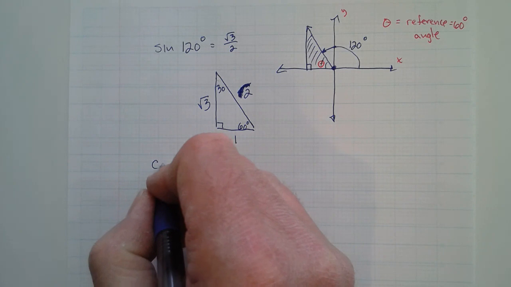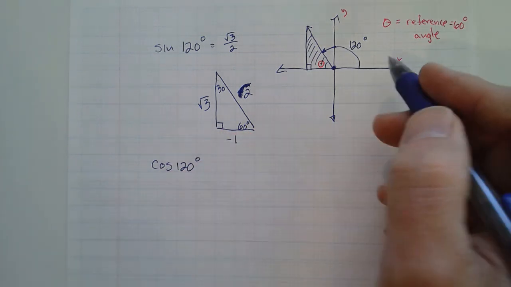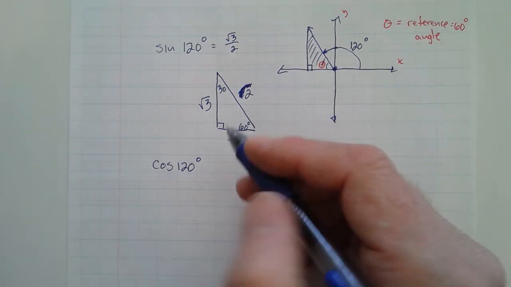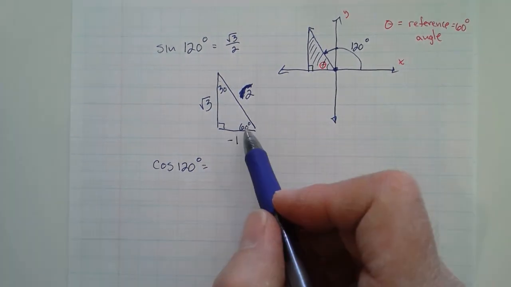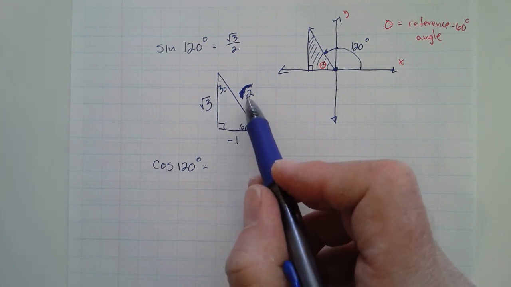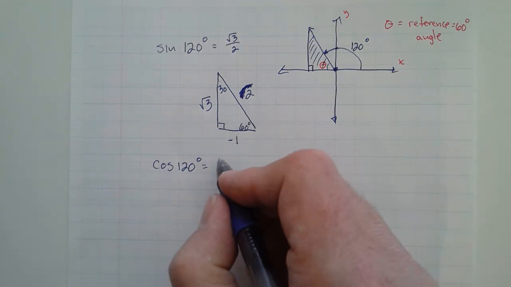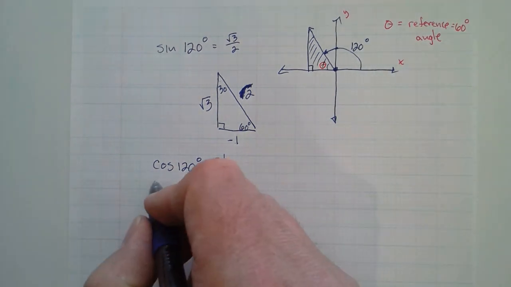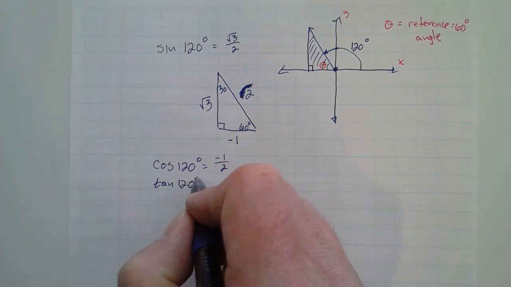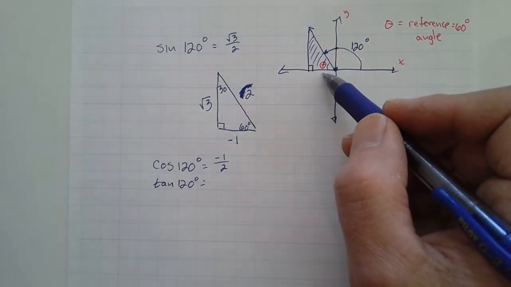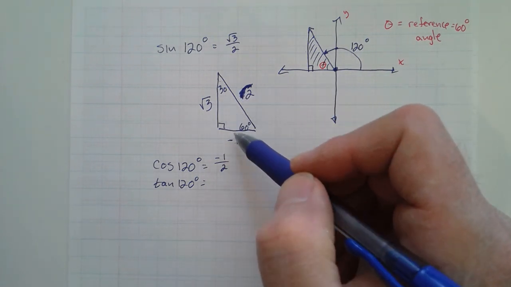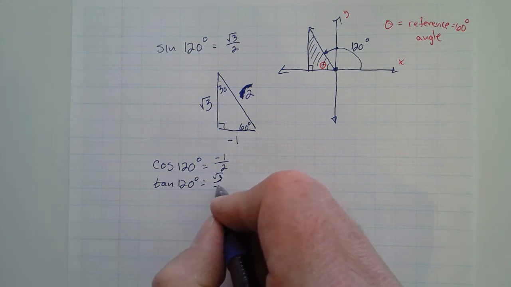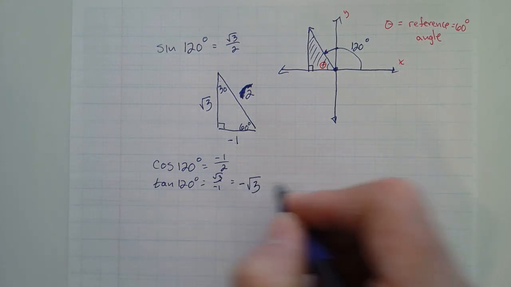What if I asked you, what is the cosine of 120 degrees? Well, we already have it drawn. There's my reference angle. Here's my drawing. What's the cosine of this angle right there? It is adjacent over hypotenuse. So -1 over 2, or -1/2. The tangent of 120 degrees would be opposite over adjacent, so square root of 3 over -1, or just the negative square root of 3.